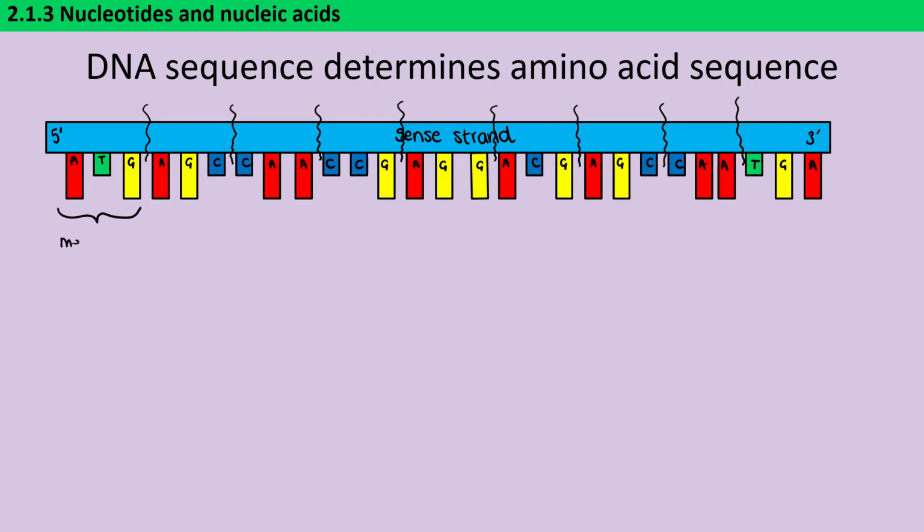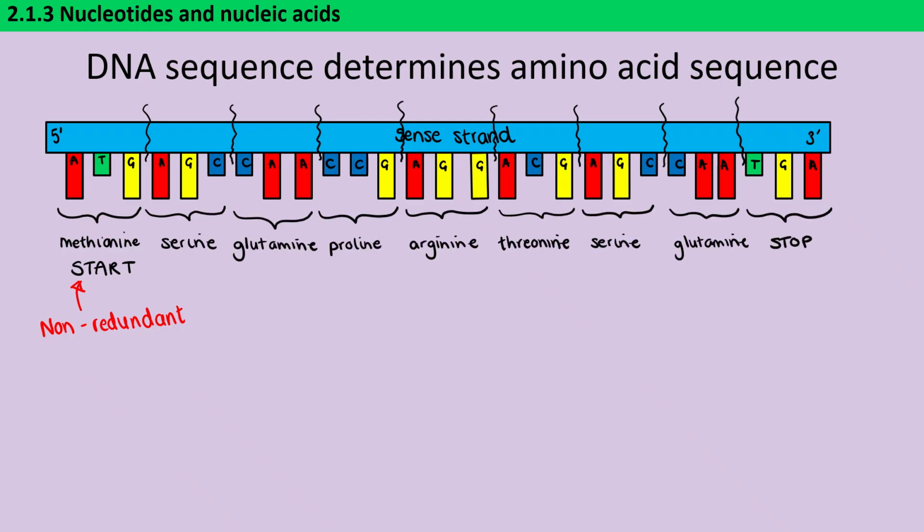The first of these codons for a gene is always going to be methionine, and this is the amino acid that functions as a start codon. This part of the DNA sequence is non-redundant or non-degenerate, and what this means is that methionine is always coded for by ATG. There's no alternative sequence. As we carry on reading our DNA sequence, we can see that this particular sequence would code for serine, glutamine, proline, arginine, threonine, serine, glutamine, and then a stop codon. That stop codon is redundant. There are 3 different codons that all code for stop.